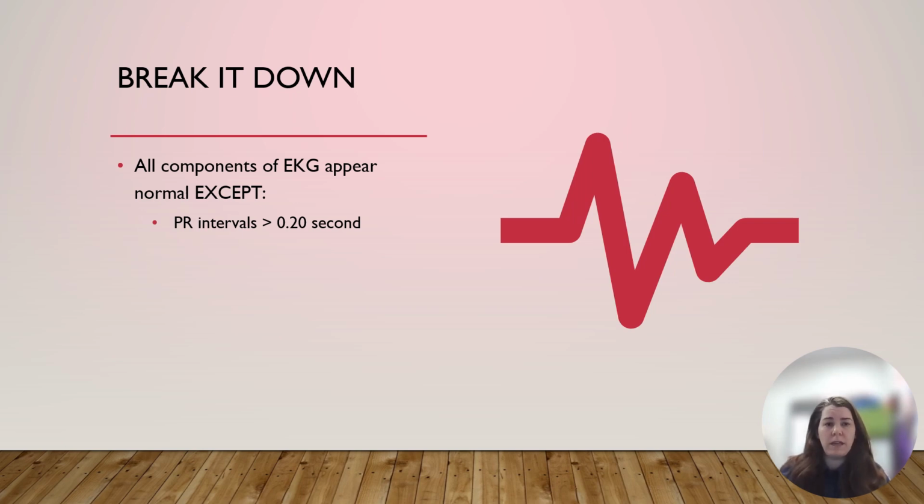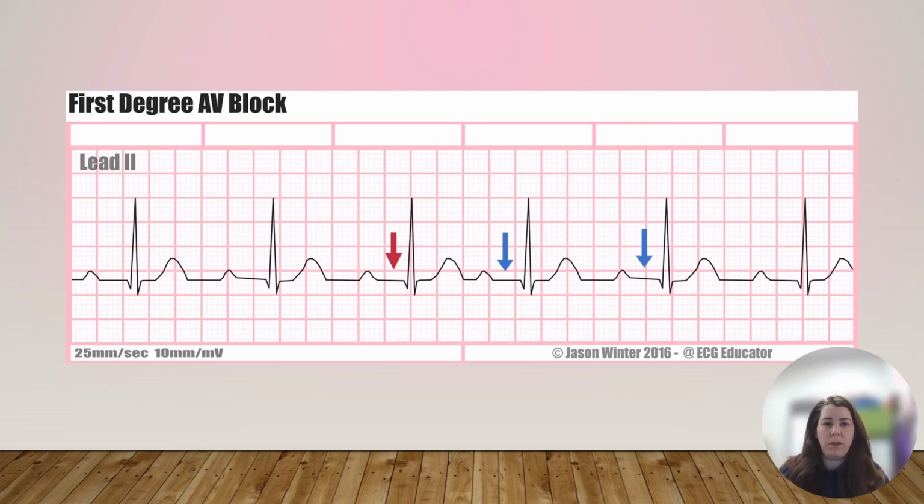So when we break it down on an EKG strip, again, our EKG will appear normal with the exception of our PR interval, which will be delayed, again, because the signal is not reaching where it needs to go in a timely manner. So this is a great visual of those prolonged PR intervals. I really like how this breaks it down for us, for those visual people.